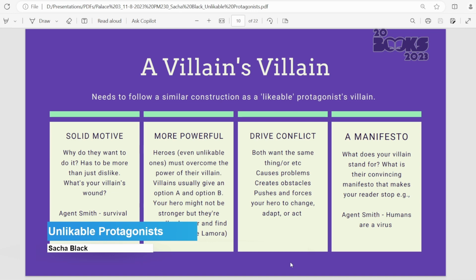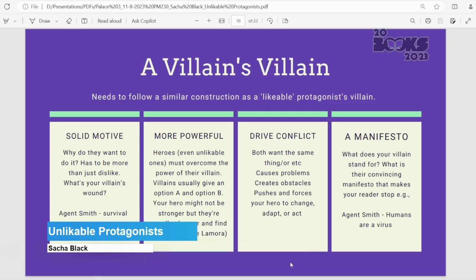Okay, and then just like a normal villain, your villain's villain will need to drive the conflict. They'll need to cause problems, create issues, push your hero into making mistakes, and then eventually adapting as well. And then my favorite bit is the manifesto. I mean, it doesn't have to be a monologue, but if you can write their ideology or their philosophy in a way that uses really extreme forms of logic, then 9 times out of 10, you can get your reader to invest in the villain's manifesto or ideology for like 2 or 3 seconds. They'll question everything. The minute you do that, you win. You win the reader over.